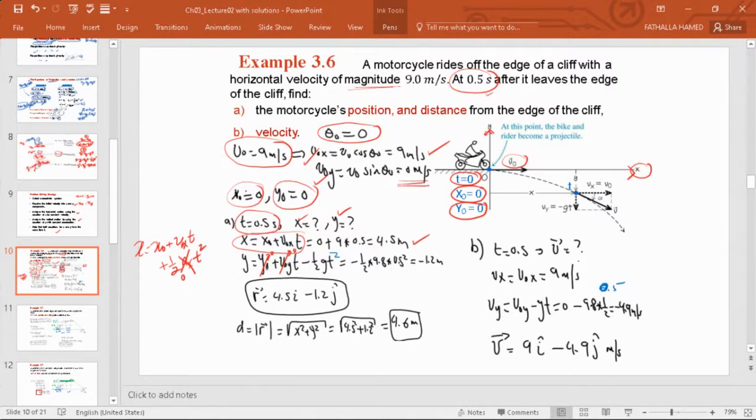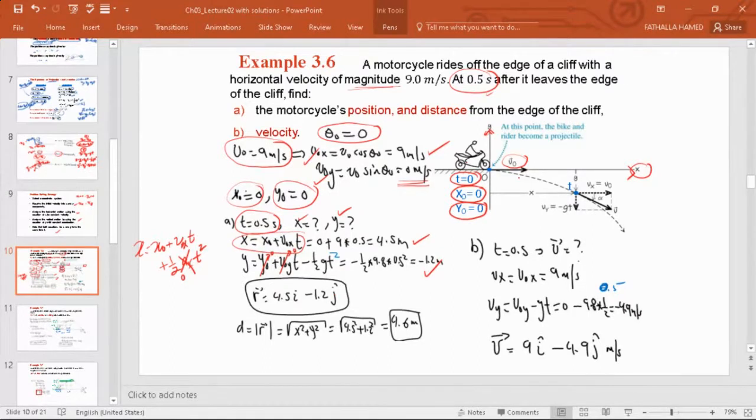For the y, y is equal to y0 plus v0y t minus 1/2 gt squared. Your y0 is 0. The v0y is 0 as well. So all you have is minus 1/2 g, g is 9.8, and t squared, and it gives you here minus 1.2 meters. And again, it's minus. That means it's below. So now your position has an x component, which is 4.5 i, and a y component, which is minus 1.2 j hat.